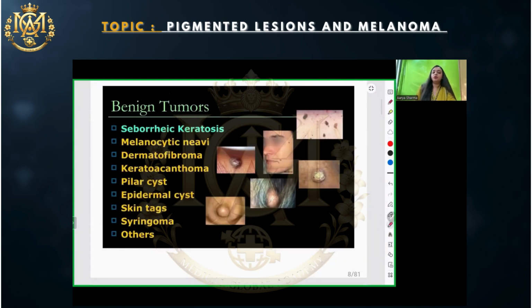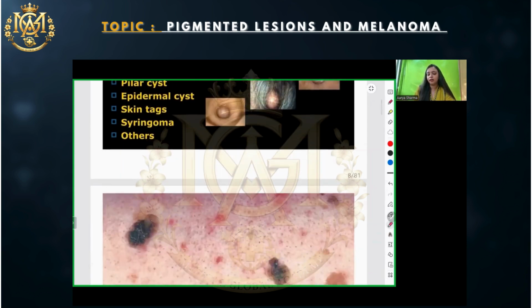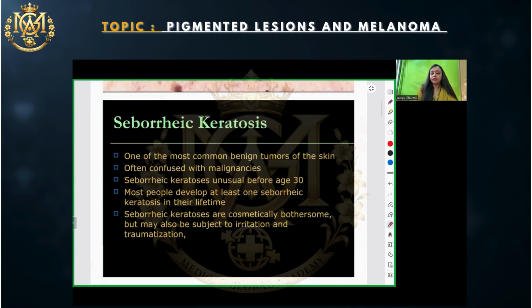In the benign tumors, you mainly have seborrheic keratosis. Then you have the melanocytic nevi. Then you have the dermatofibroma, keratoacanthoma, pilar cyst, epidermal cyst, skin tags, syringioma, and other conditions. We will study and discuss each and every condition in detail. So, number one that you have is seborrheic keratosis.